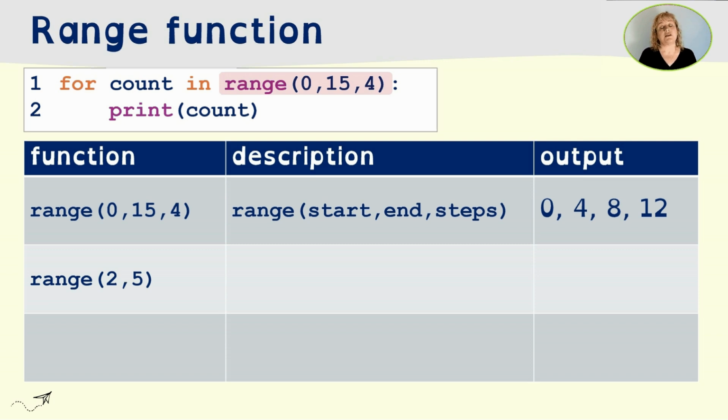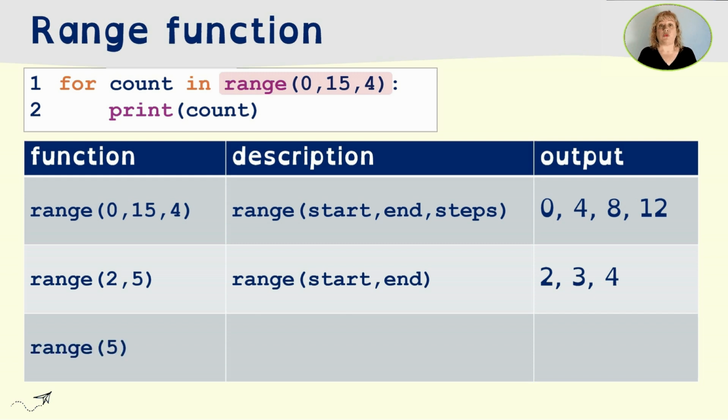So the start and the end are what you're specifying when you only have 2, and it's just assuming that the step count is a 1. So it's going up in 1, so this would be 2, 3, 4, not including the 5. We'll explain why in a moment.